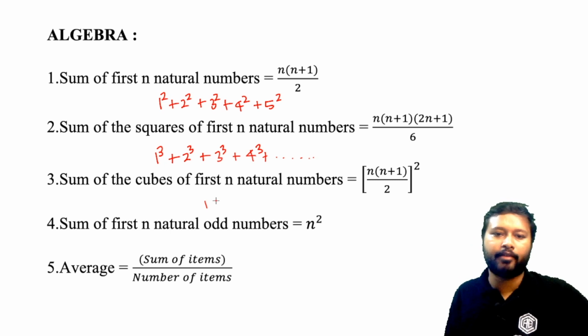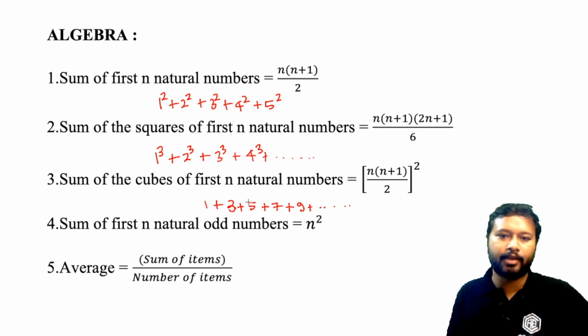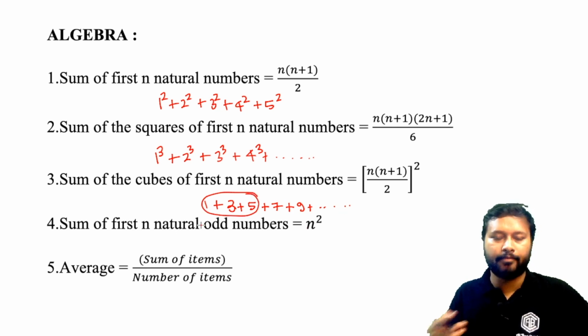numbers, right? So it will be like 1 plus 3 plus 5 plus 7 plus 9 and so on. Okay, so that will be n squared. So if they are asking to find the sum of the first 3 odd natural numbers, it will be 3 squared, that will be 9, and you can check by adding them, you will get 9.